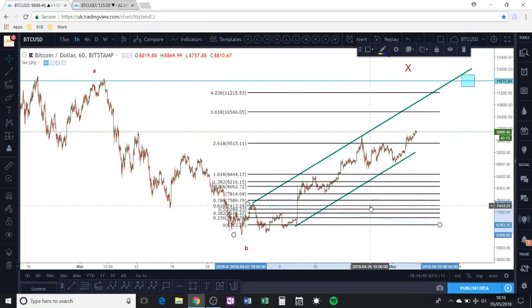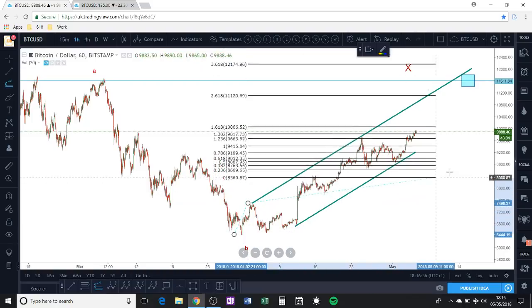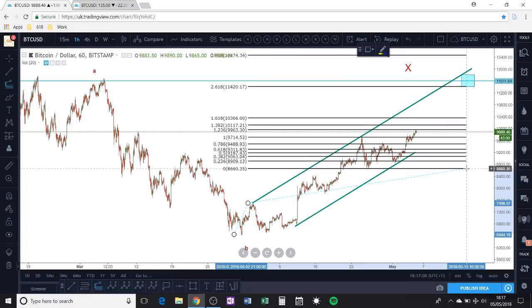In terms of where 5 will come up to, usually wave 5 has a Fibonacci relationship with wave 1. So if this is our wave 1, and then we extend that from the bottom of wave 4, which we'll say is at this level, there's a 2.618 extension around here. So what's that? $11,400. That's one potential target.